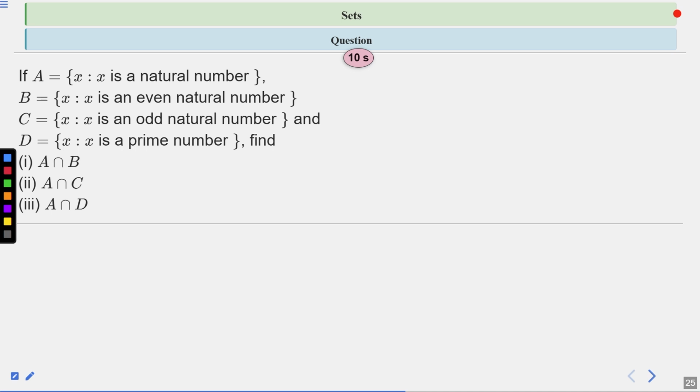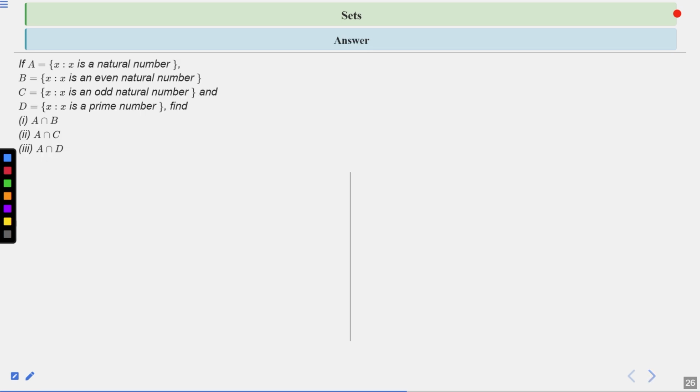Then afterwards we will move on to the solution slide. So your time starts now. The time is up. The solution, the approach is very clear.